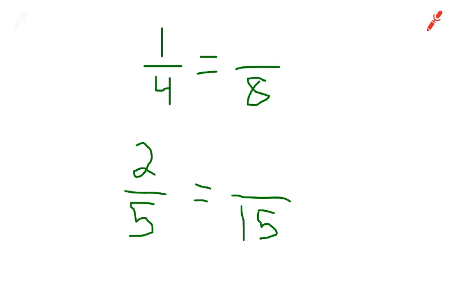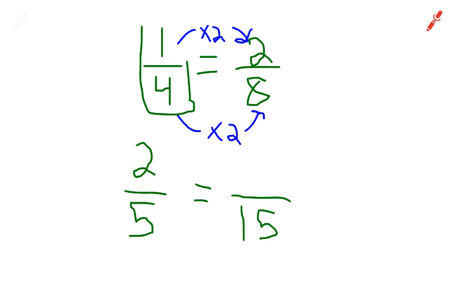Okay, so on the top fraction here, I had a denominator of 4, and I needed to go to a denominator of 8. You should have said, well, I know 4 times 2 equals 8. So you have to do the same thing to the top of the fraction, the numerator, that you do to the bottom, the denominator. So 1 times 2 gives me 2. So you should have gotten 1/4 is equivalent to 2/8.